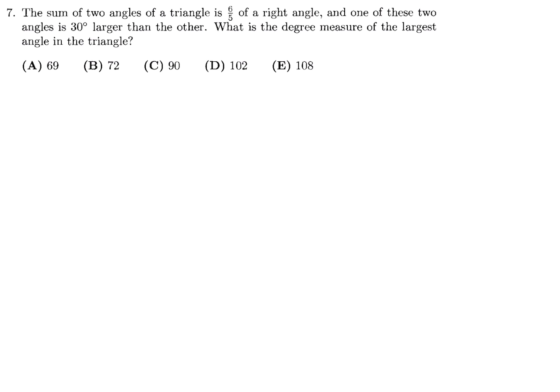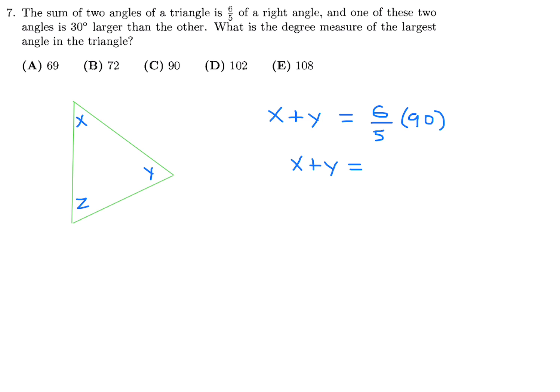So like any triangle, if you draw one, it doesn't really matter what it looks like. We've got X, Y, and Z, right? And they tell me that the sum of 2 of them, so X plus Y, is 6/5 of a right angle, and right angles are 90 degrees. So that means X plus Y is equal to 108. The other thing they tell me is that one of these 2 angles is 30 degrees larger than the other, so that means X is Y plus 30. So I can use that to solve.